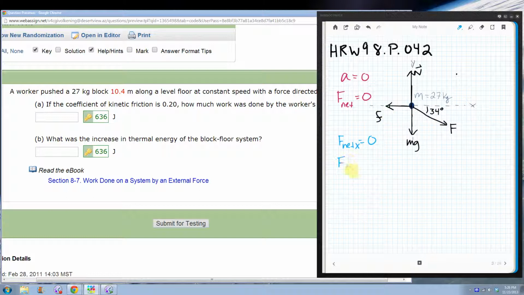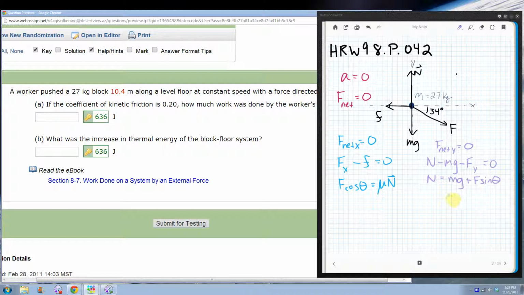So that means that the portion of the force in the x direction, the worker pushing, minus friction is going to have to equal 0. So they should be the same magnitude. So F cosine theta is going to have to equal the frictional force, which is mu times the normal force. The normal force I'm going to get from the net force in the y direction. That also has to be 0. So I've got normal force up minus gravity down minus the portion of force that's in the y direction. That all has to equal 0. So the normal force is going to end up equaling mg plus F sine theta.